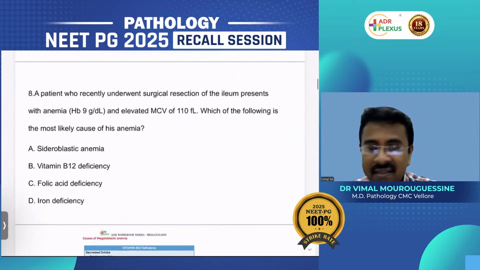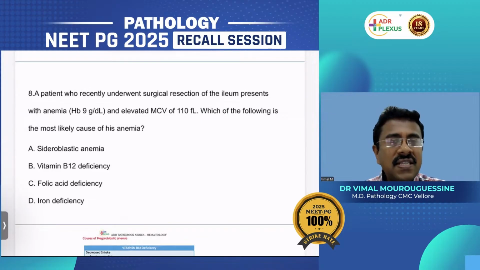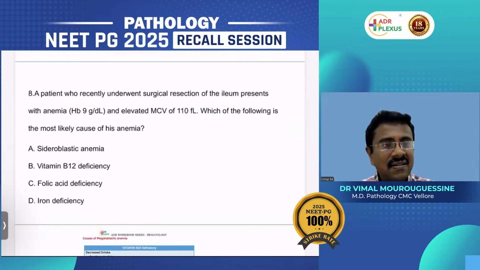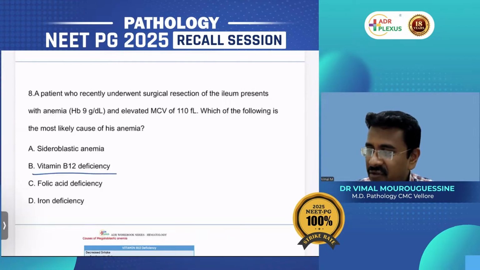Moving on to the eighth question. A patient who recently underwent a surgical resection of the ileum is presenting with anemia, and the MCV is more than 110. So the most likely cause of his anemia, that is characteristic because ileal resection is done, there is no place for vitamin B12 absorption. So the diagnosis here is going to be vitamin B12 deficiency.